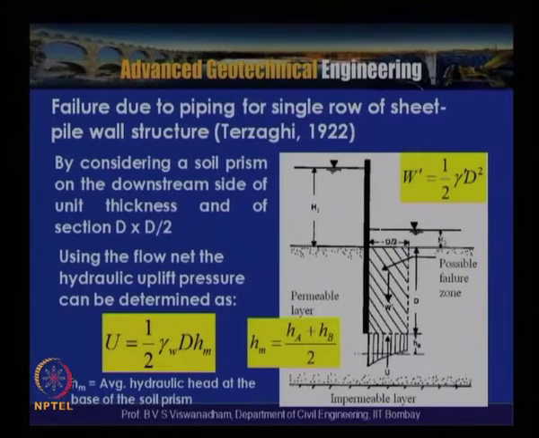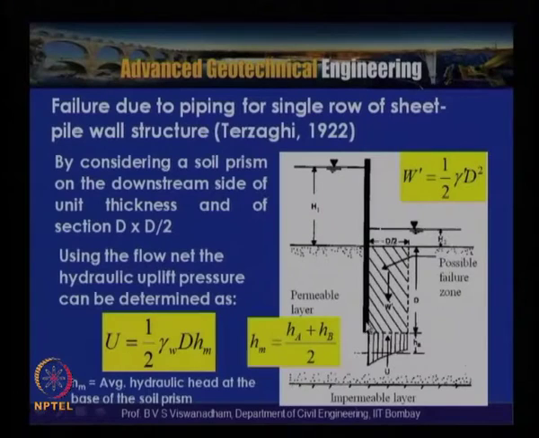So here a sheet pile wall structure having H1 as the upstream head and H2 as the downstream head is shown, and based on the model tests which were carried out, a zone within d by 2, where d is the depth of penetration of the sheet pile wall into the permeable layer, is prone to failure. So in order to calculate the stability, W dash is the weight of this prism, which is half gamma dash into d square into 1 meter, per meter length of the sheet pile wall structure.